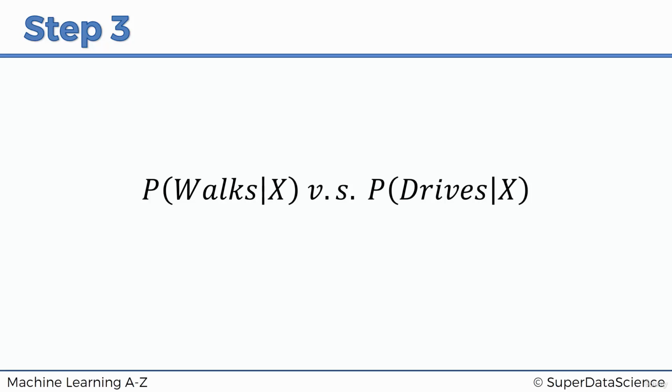So as you can see, the naive Bayes classifier is a probabilistic type of classifier because we're first calculating the probabilities, and then based on probabilities, we're assigning a class.